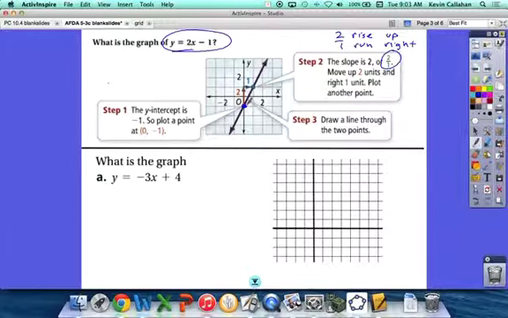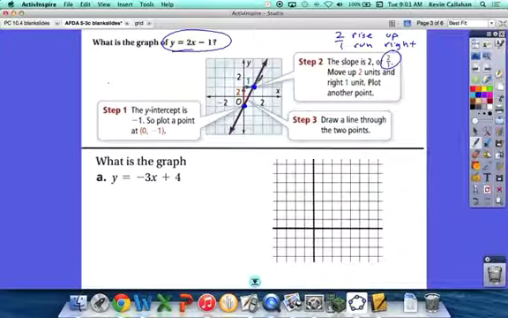So from this point, up 2, right 1. Draw another point. And then how many points does it take to determine where a line is? 2. You've got them. Connect them with a line. So let's try to do the same thing on this one here.